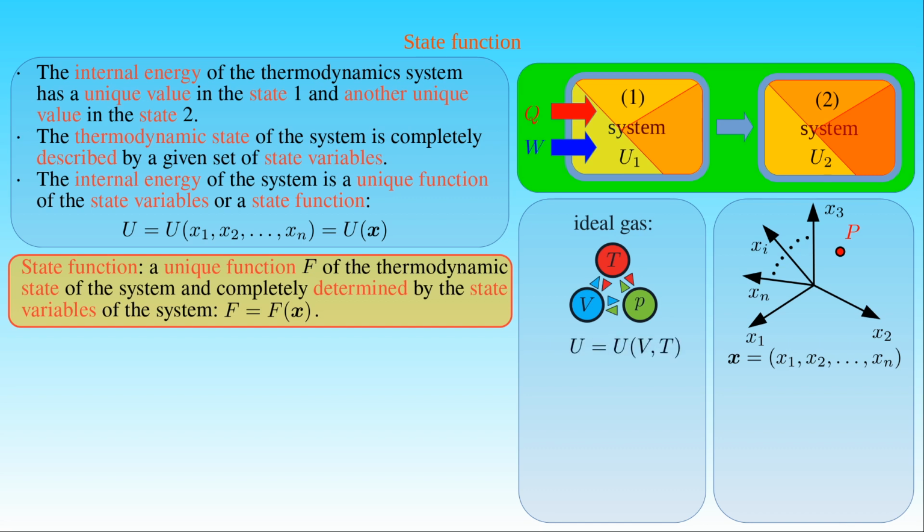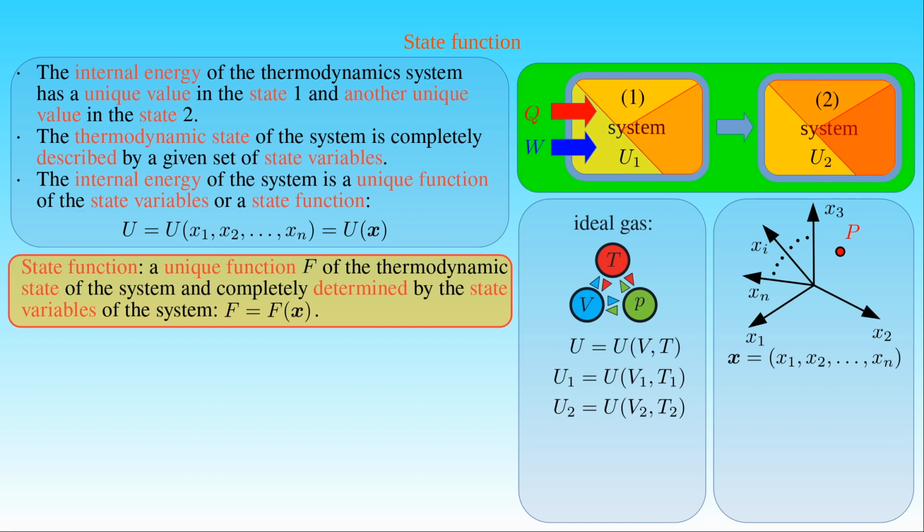Then in the initial state 1 of an ideal gas before its heating and compression, its internal energy U1 is a function of its initial volume V1 and its initial temperature T1. Similarly, in its final state 2 after its heating and compression, the internal energy U2 of the gas is a function of its final volume V2 and its final temperature T2.